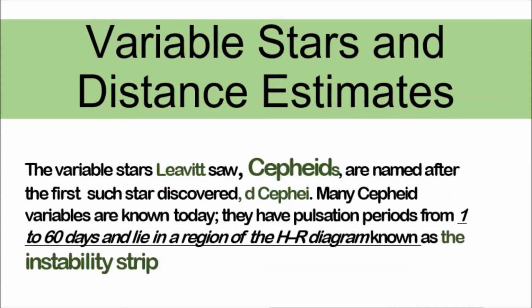Variable stars and distance estimates. The variable stars called Cepheids are named after the first such star discovered, Delta Cepheid. Many Cepheid variables are known today. They have pulsation periods from 1 to 60 days and lie in a region of the HR diagram known as the instability strip.